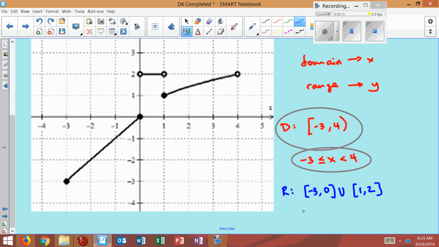That would be the range. And you could also write this as -3 is less than or equal to y, which is less than or equal to 0, and 1 is less than or equal to y, which is less than or equal to 2. I put an and. I shouldn't have put an and. I should have put an or. This is the range. It's either here or there for the function. So that would be the range.